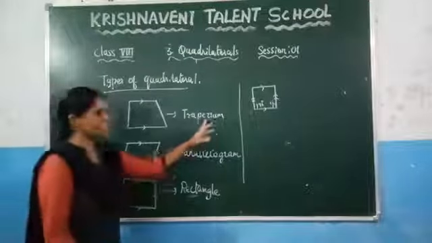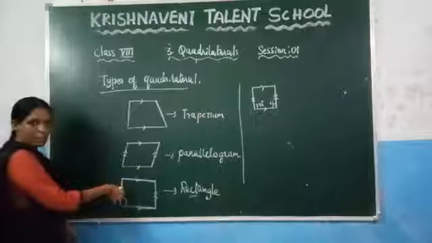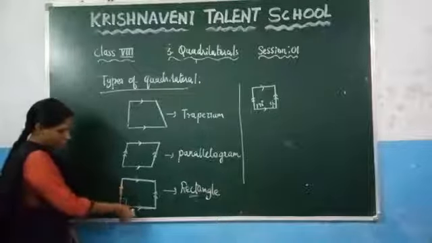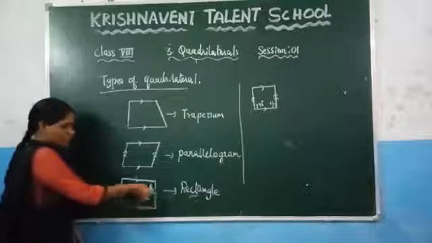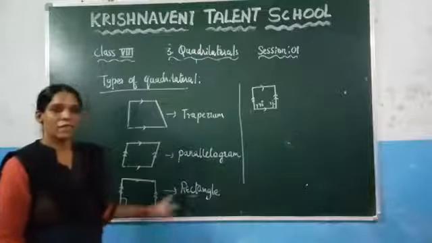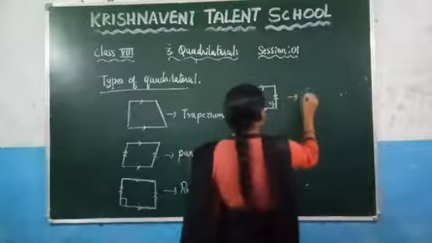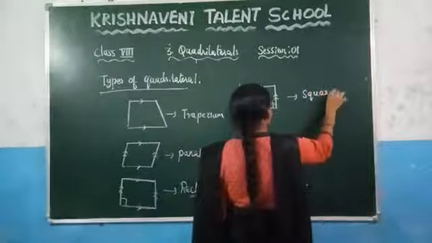But in the case of the square, the adjacent sides are equal. That means this side is equal to this side, and this side is equal to this side, this side is equal to this side, this side is equal to this side. In the total sense, we can see that all sides are equal. If all sides are equal, we will get a special type of quadrilateral. We call it a square.